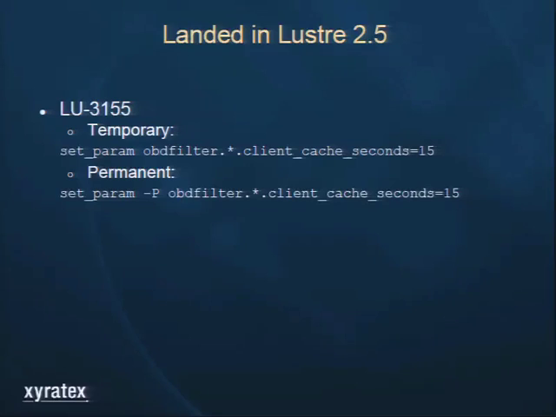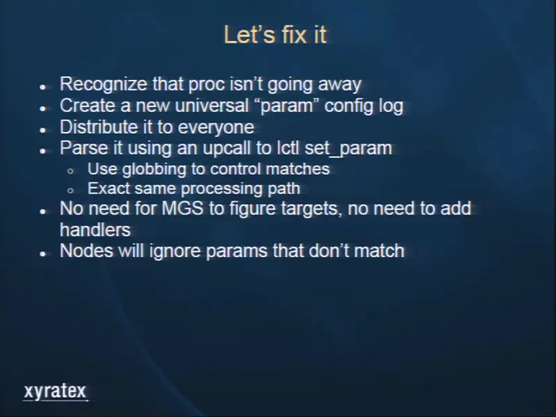So we landed this in Lustre 2.5. Now, if you look at the difference between these commands, the temporary way to set a parameter and the permanent way to set a parameter are the same. We even said, hey, let's use the same command. Add an option to it. -p means it's permanent, and without a -p, it's not permanent. So we're doing this via an upcall, as I said, to set param. It's the same kind of upcall that we use to do various other activities. An upcall just means that we go from Lustre kernel space to call a user space function, which is lcontrol.